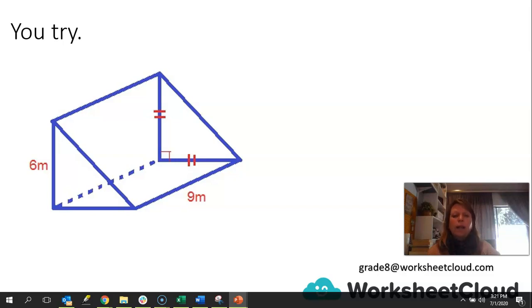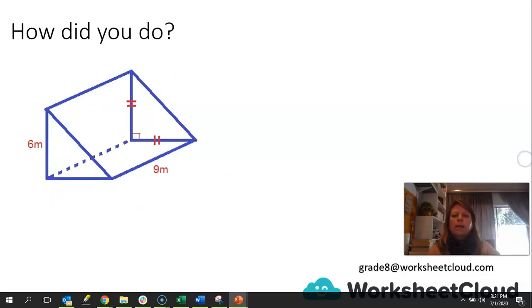Try and work that out, and then try and work out the surface area for the whole triangular prism. So pause the video now. When you come back, we will go over it together. Right, let's see how you did.